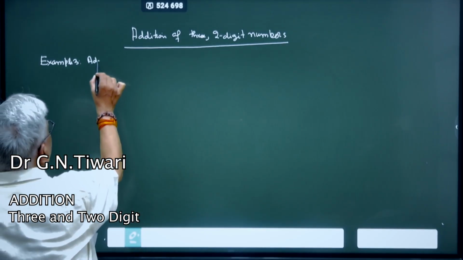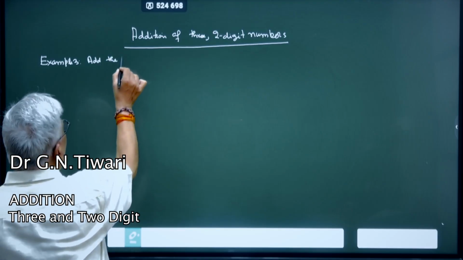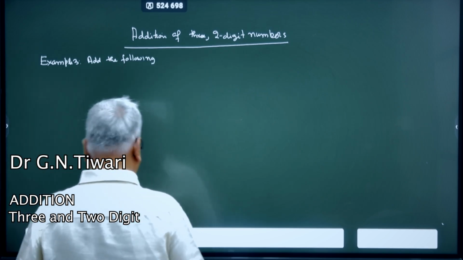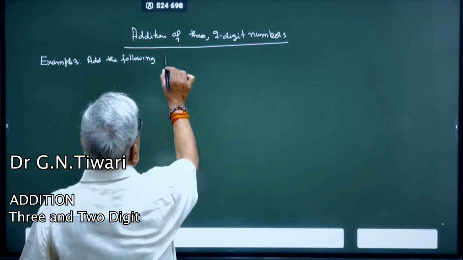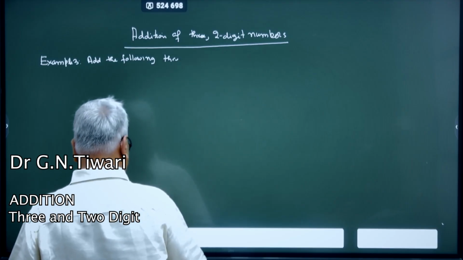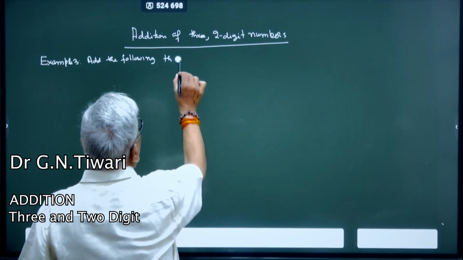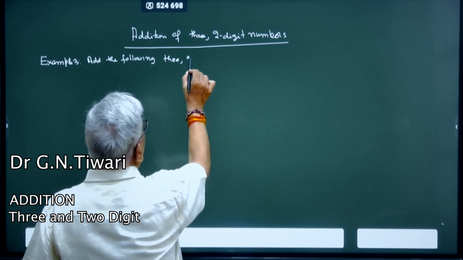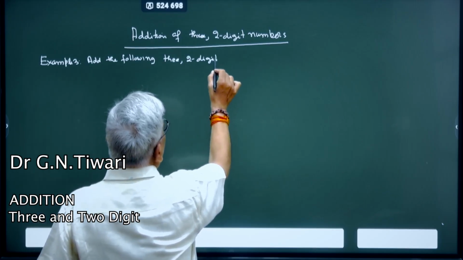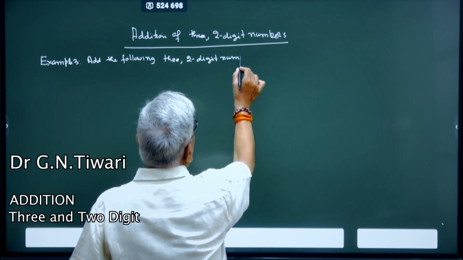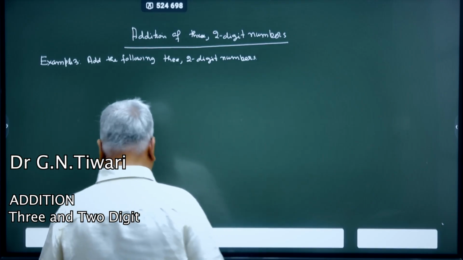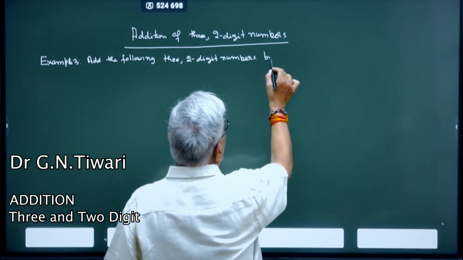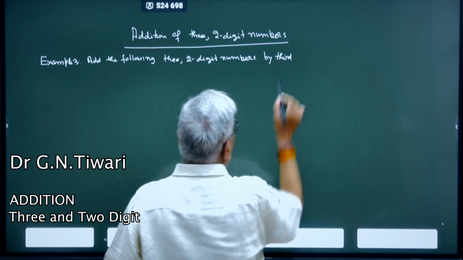Add the following 3 two-digit numbers. And basically this is the third method. You can say here by third method.